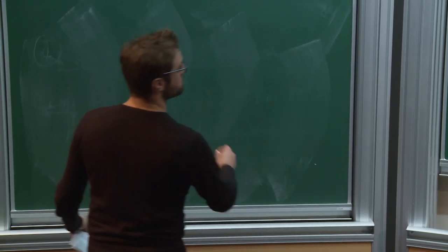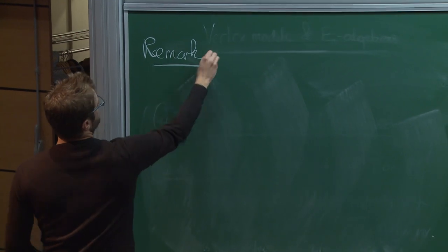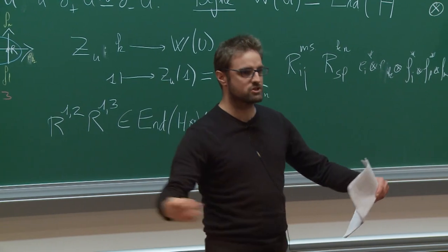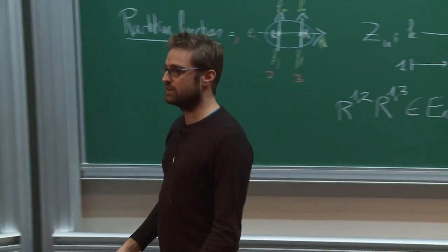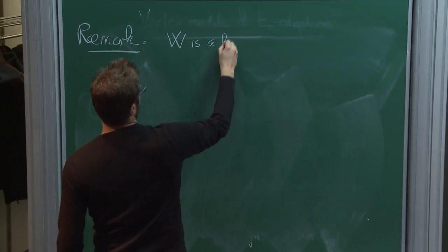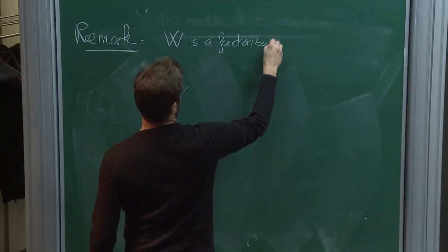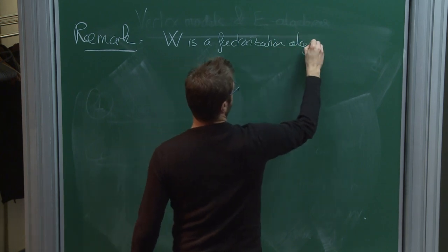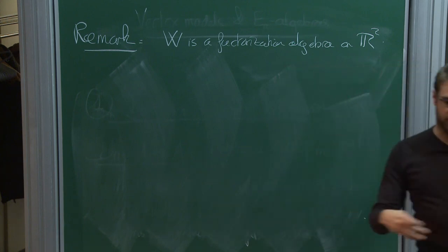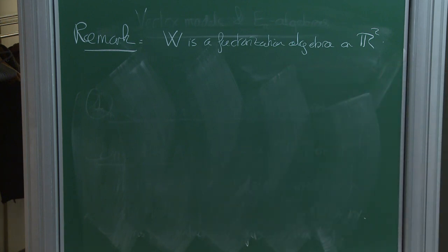Okay, actually, one remark is that instead of including one open subset in another one, if you include a bunch of open subsets which are pairwise disjoint, you get that W is actually a factorization algebra on R2. It's actually a factorization algebra on the lattice, and you can push it forward to R2 via the inclusion of the lattice. So that worked pretty well.